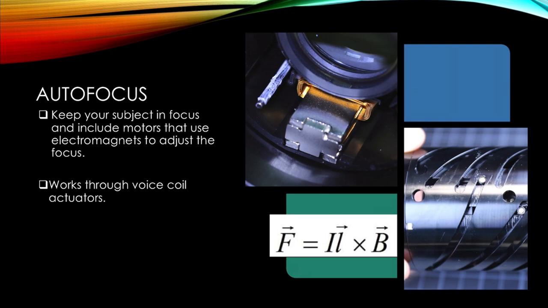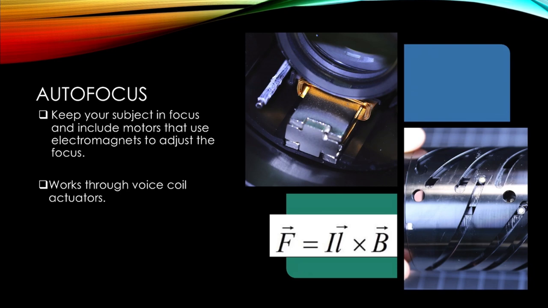Outside of the shutter, there is also the autofocus. Autofocus makes sure that it keeps your subject in focus and includes motors that use electromagnets to adjust the focus. The way this works is through what are called voice coil actuators. They consist of a permanent magnet and electrical coil. A current running through the coil assembly interacts with the magnetic field, which generates a force that is perpendicular to the direction of the current.